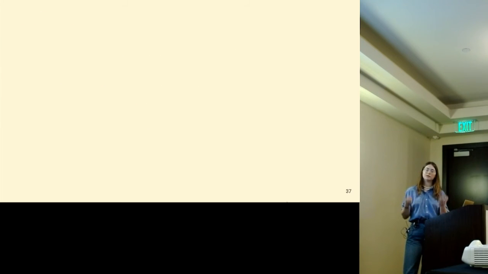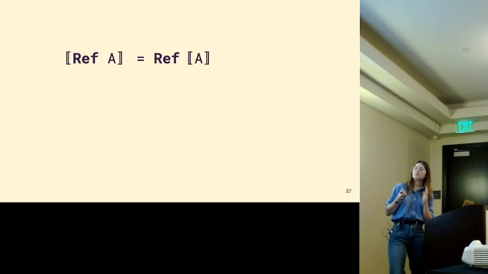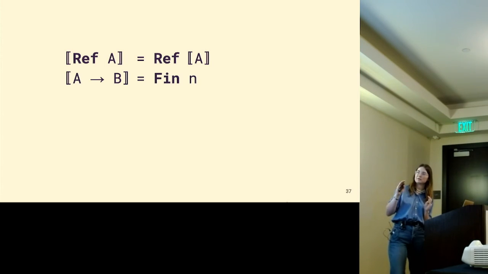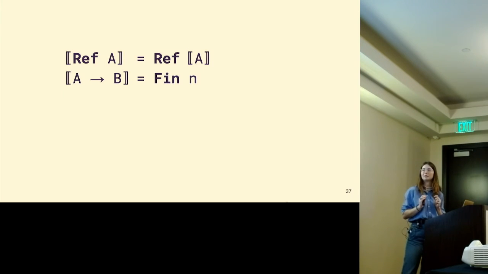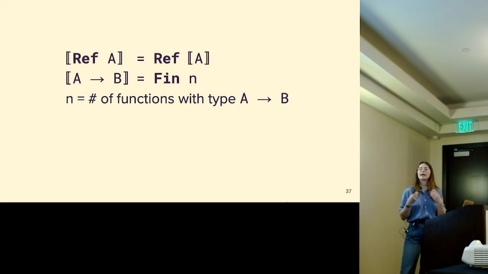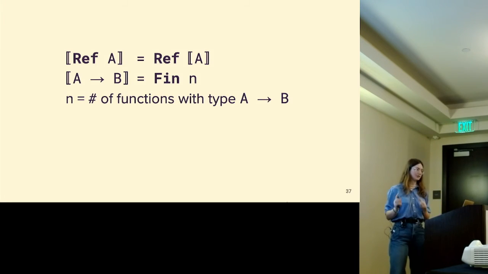Okay, so to see this play out a little bit in the types, when we convert our closed function reference types, we convert them as you might usually see it. But what really changes is we actually end up converting function types to finite types n, where n is the number of functions with that particular type, a to b.